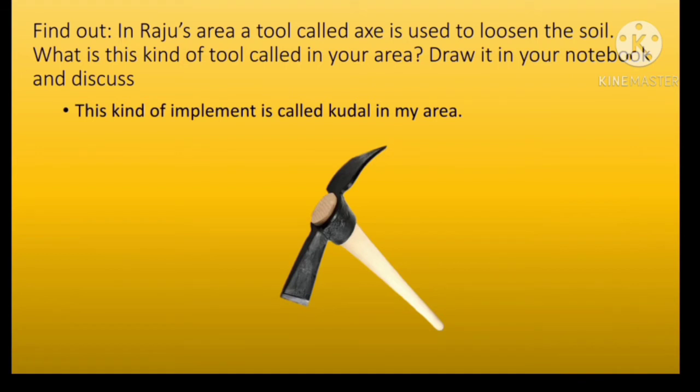Now you have to find out: in Raju's area a tool called axe is used to loosen the soil. What is this kind of tool called in your area? Draw it in your notebook and discuss. Okay, this farm tool is also called kudal. You can draw this in your notebook and write the name.